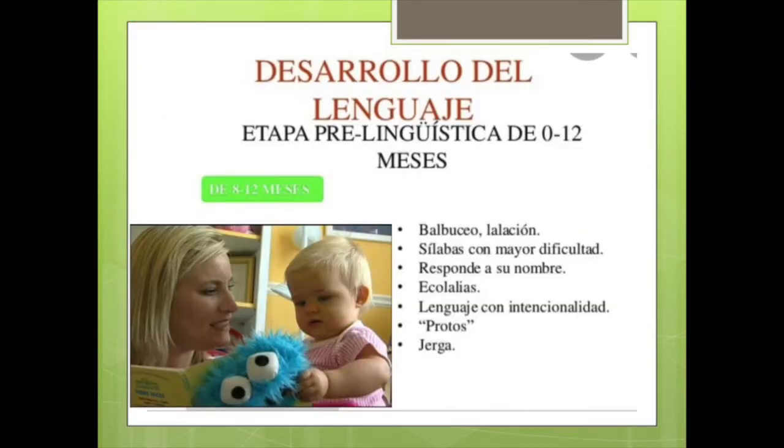Prelinguistic stage, from 0 to 12 months. Babbling, dilation, syllables with great difficulty, responds to his name, echolalia.